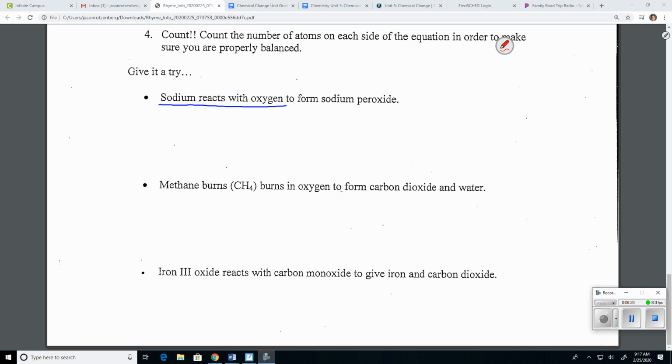So again, when it says sodium reacts with oxygen, that's your, hey, here are the reactants. Because when you see the words to form, that should give you an indication of, hey, that's my arrow. And then sodium peroxide is the product. So, let's write out the formula for each thing. Sodium. Sodium's Na. Metals stand alone. They're not one of our diatomic elements.